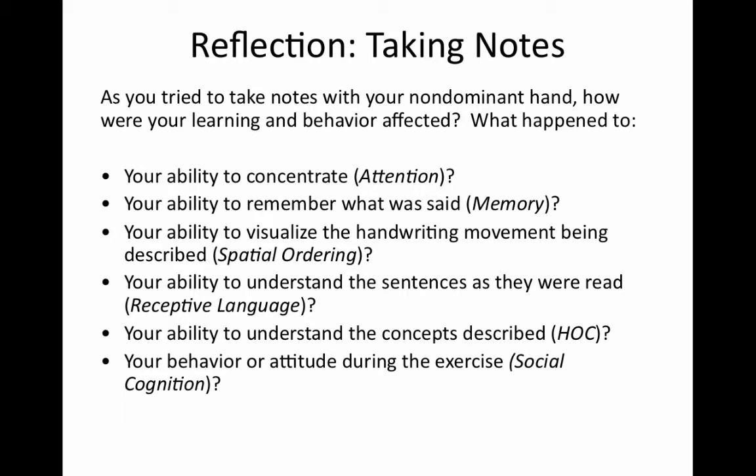What happened to your ability to visualize the handwriting movement being described in the text? How did this neuromotor challenge impact spatial ordering for you? How did the challenge impact your ability to understand the sentences as they were read, something that is quite often understood as your receptive language? How about your ability to understand the concepts described, your higher order cognition or thinking?